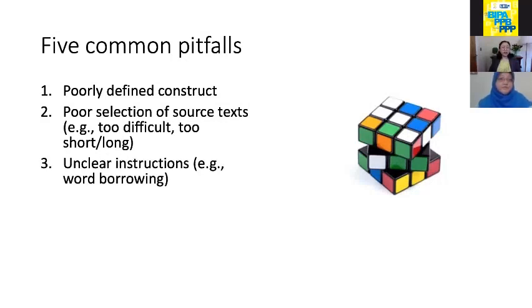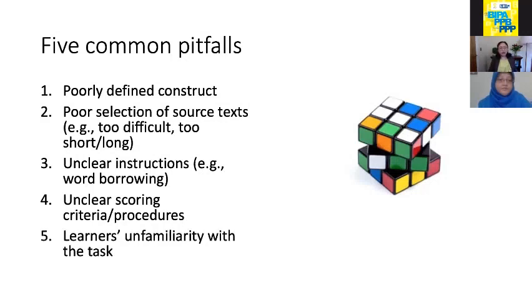Pitfall number 3, unclear instructions. Again, this might be a new task type, so you have to be sure that you've got all the important information in the task. Number 4, unclear scoring criteria or procedures. Okay, this is important for you as the teacher and also for the students or for your colleagues as well if you've got parallel classes.